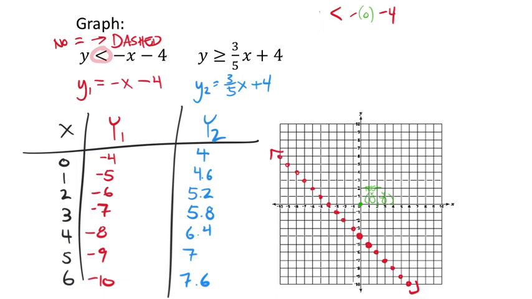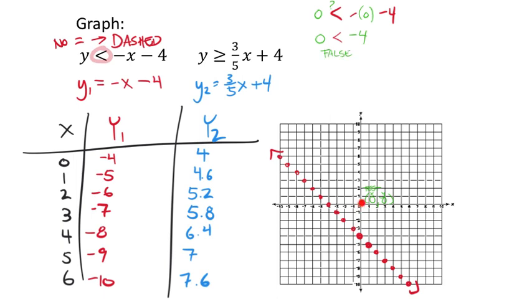So I take the y, I replace it with 0. And then I just check to see if this is true or not. So it'd be negative 0 minus 4, which is just 0 minus 4. That's negative 4. So it'd be 0 is less than negative 4. No, that's not true. That's going to be false.